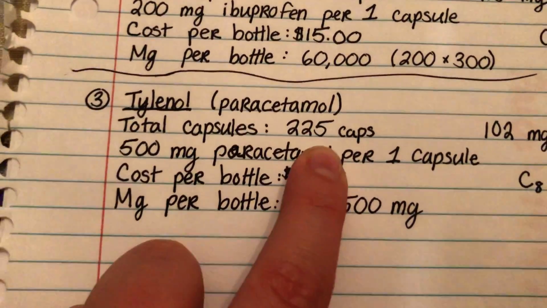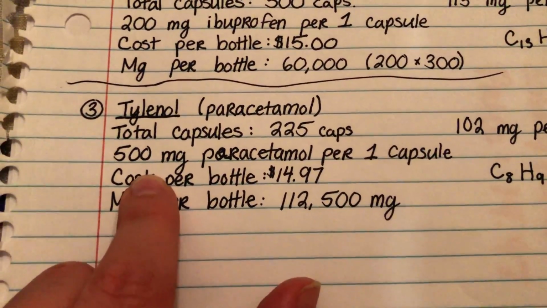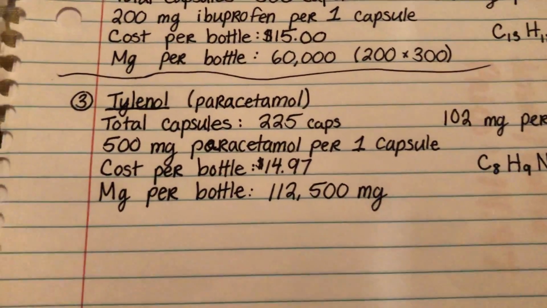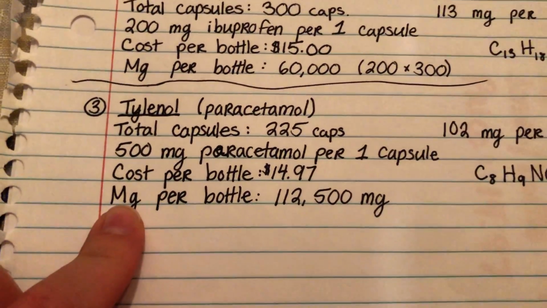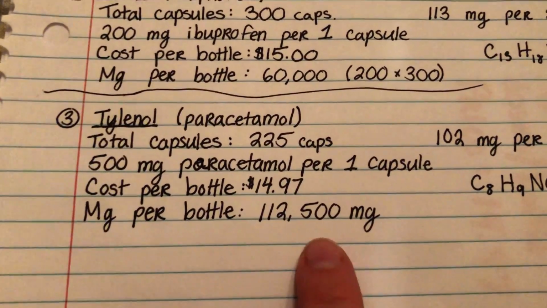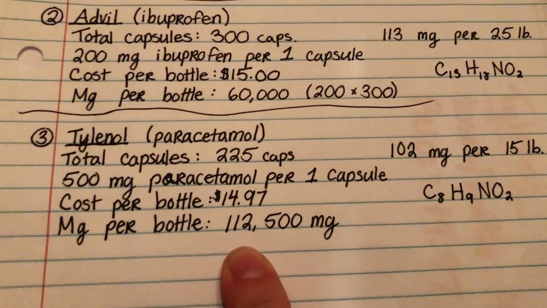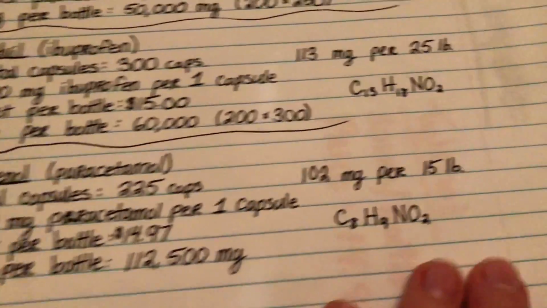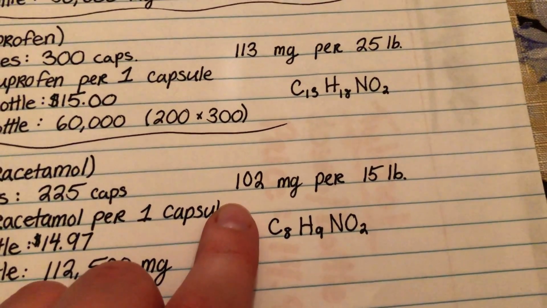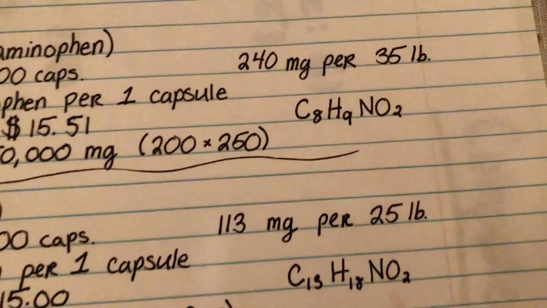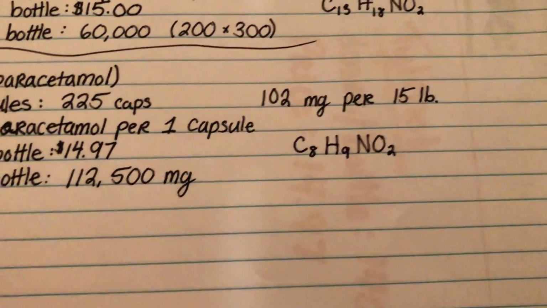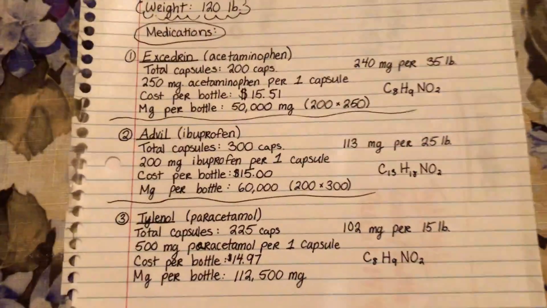The last one we have is Tylenol, paracetamol. Total capsules, 225, with 500 milligrams of paracetamol per capsule. The cost per bottle is the cheapest, at $14.97. Same exact thing, just multiply the milligrams by the capsules, and we have a total of 112,500 milligrams per bottle. Then we have 102 milligrams per 15 pounds, and the compound is the same as acetaminophen, because they pretty much do the exact same thing. So it is C8H9NO2.